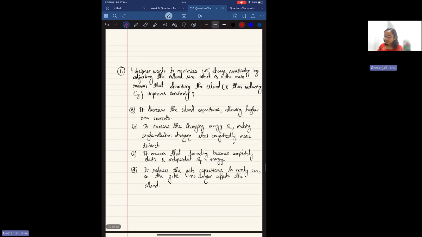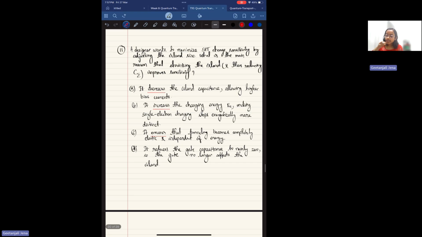Question number 11. A designer wants to maximize SET charge sensitivity by adjusting the island size. What is the main reason that shrinking the island, and thus reducing the total capacitance, improves the sensitivity? So it's asking what the reason is behind the improvement of sensitivity when we shrink the island or decrease the total capacitance.